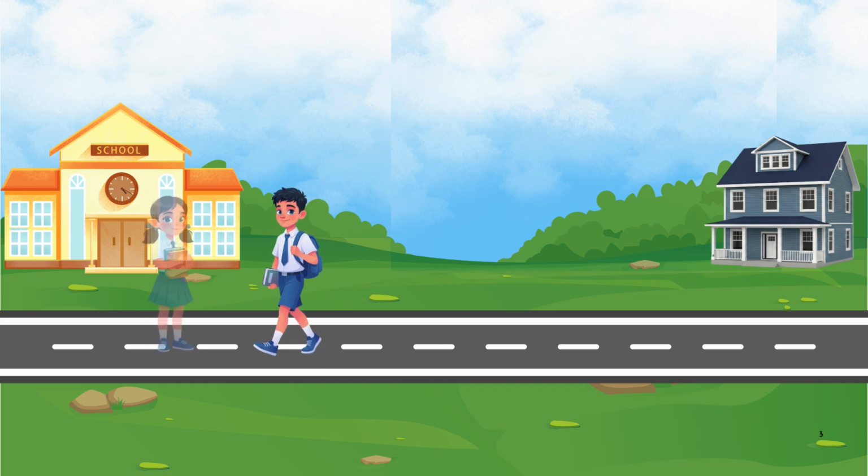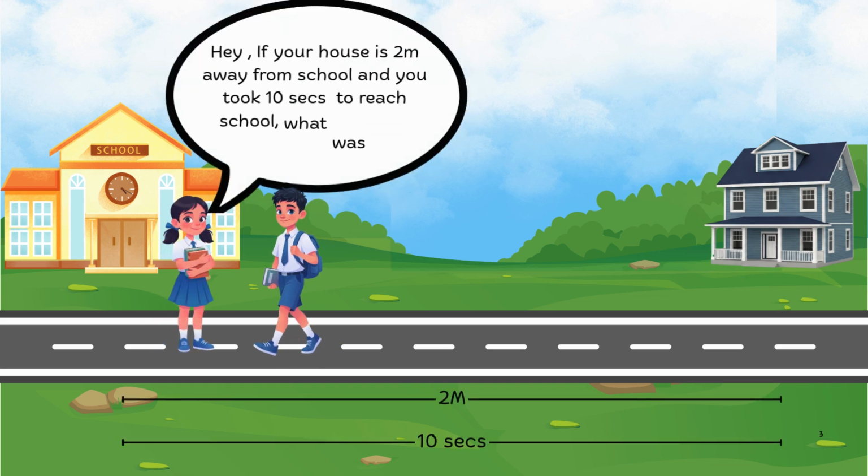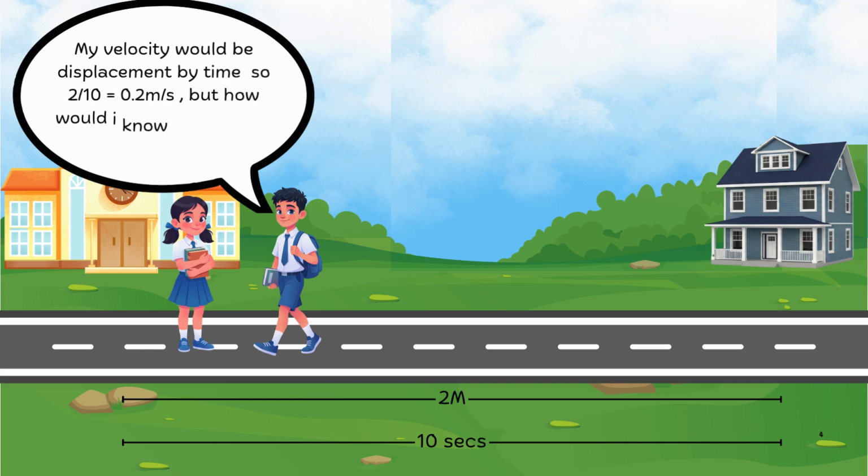Riya then comes to him and asks him, if your house is 2 meters away from school and you took 10 seconds to reach the school, what was your velocity exactly at 2 seconds? Well, Arav thinks and says, my velocity would be distance by time, so 2 by 10, so 0.2 meters per second. But how would I know exactly at 2 seconds what my velocity was?